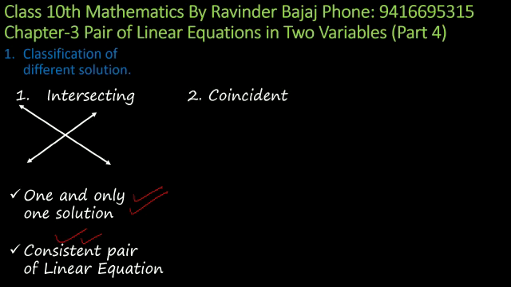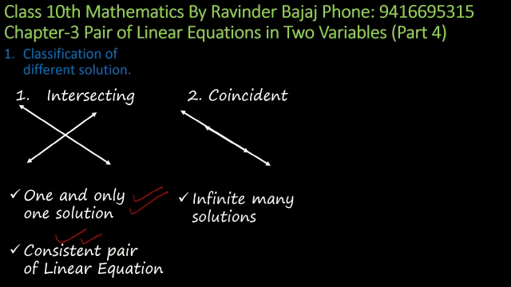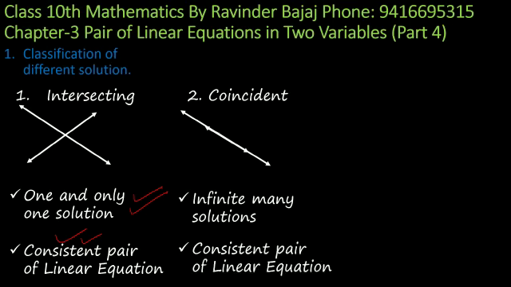And the second one is coincident. Coincident lines are overlapping lines. So they meet each other at infinite points. So there are infinitely many solutions. And this set is also called consistent. What is the meaning of consistent? That it has a solution. So the intersecting lines have only one solution and coincident lines have infinite solutions. But in both the cases, solutions are there.